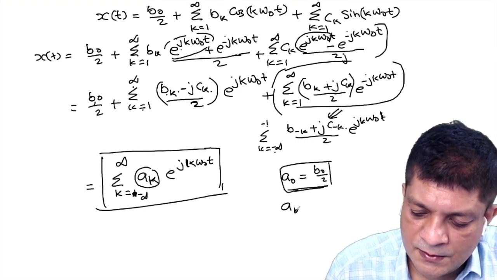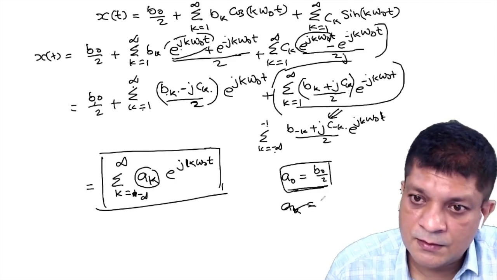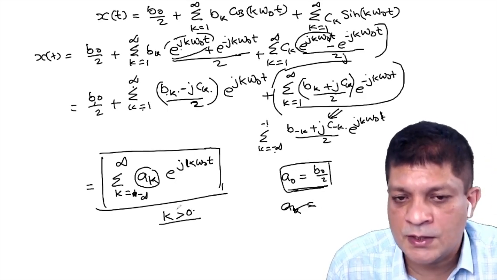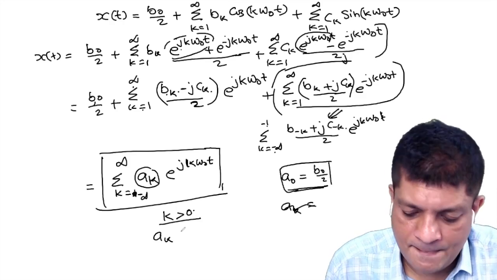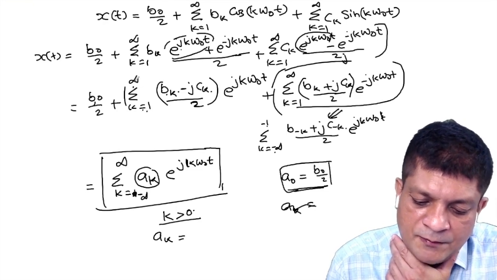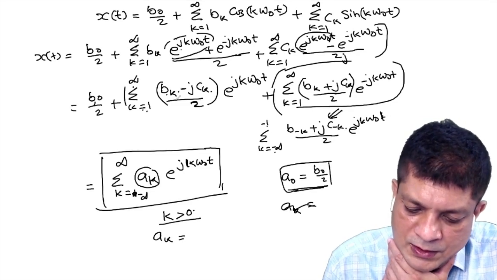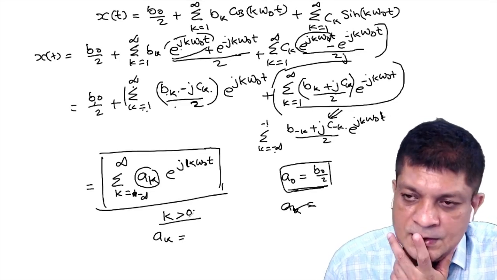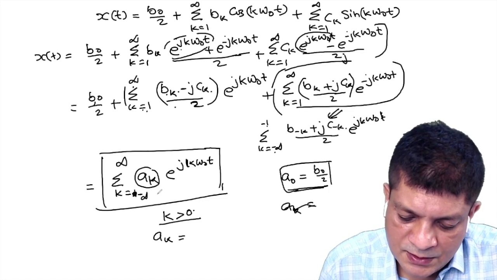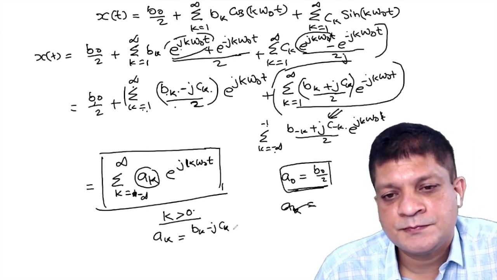Now what is a_k for k greater than 0? That is for positive values of k. What is a_k? Is it this summation, for positive values k from 1 to infinity? So these are the coefficients in that summation. So are they the same as this for k greater than 0? So for k greater than 0, we can write a_k is equal to b_k minus j c_k, sorry, by 2.